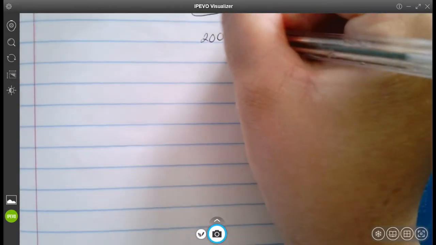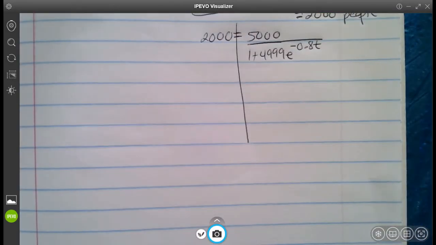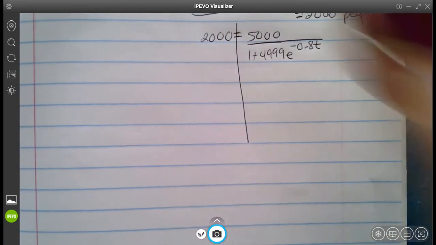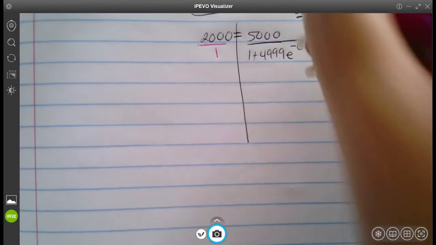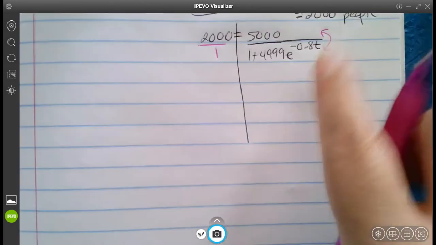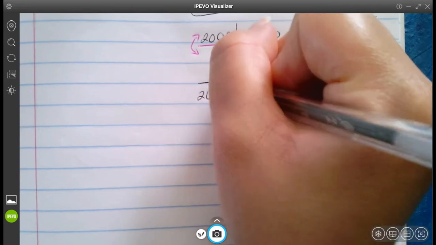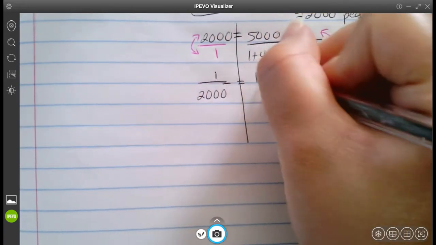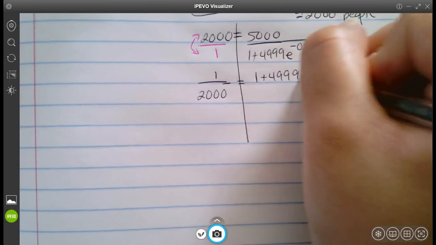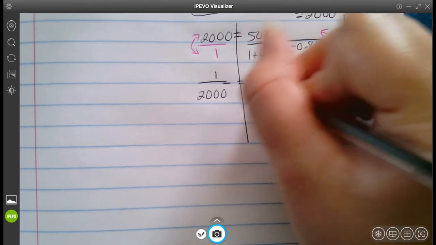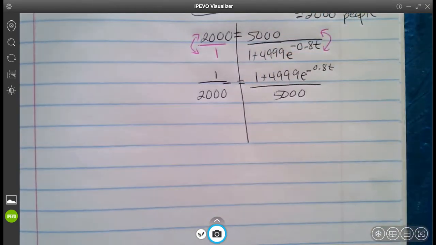So to do that, I'm going to use this little neat trick first. I kind of want to get rid of that 5,000 first. So what I'm going to do is flip everything. I'm going to put that over 1, and I'm going to flip this side. But if I flip this side, I have to flip this side. So my new equation is going to look like the following. 1 over 2,000 equals 1 plus 4,999 e to the power of negative 0.8 t over 5,000.